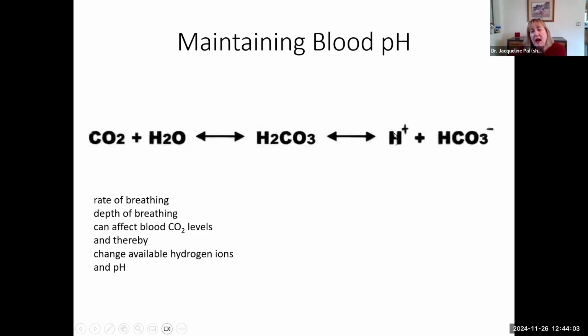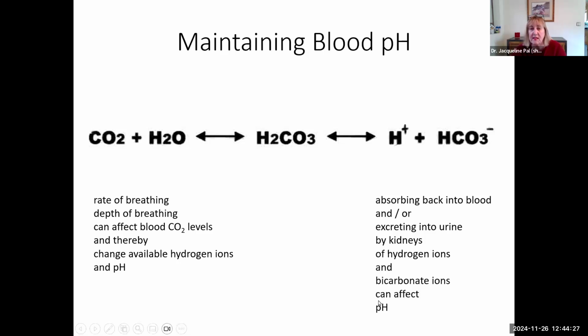But now let's look at the hydrogen ions and the bicarb ions. What can we do with these? Well, we can send these from the filtrate back into the blood, or we can send these into the urine, into the toilet. So the kidneys deal with the right side of the equation, and by dealing with this, they can affect the pH. They're going to do both. They're not going to do one or the other. They're going to do both.